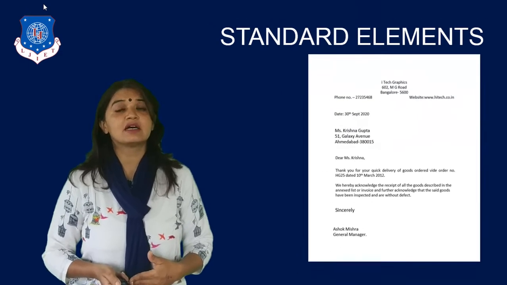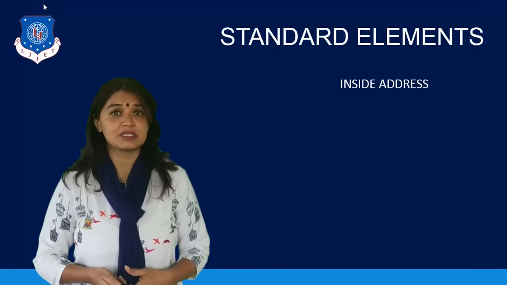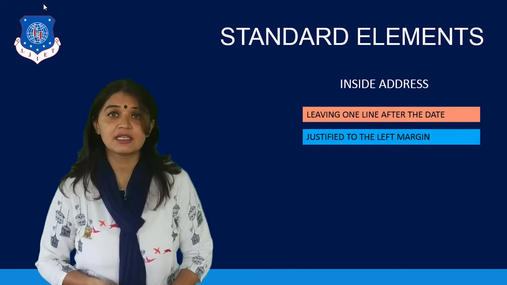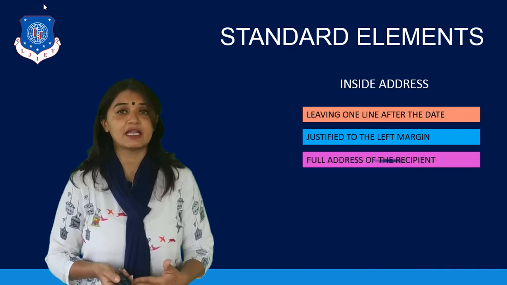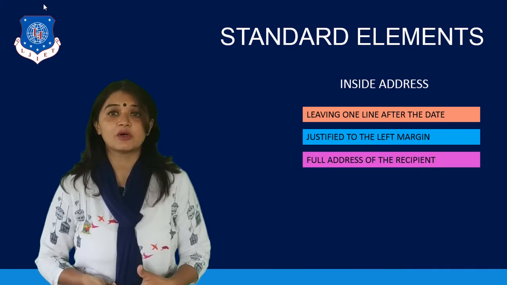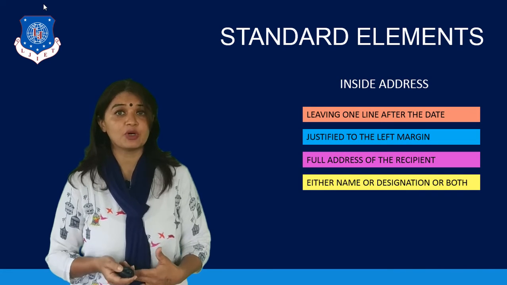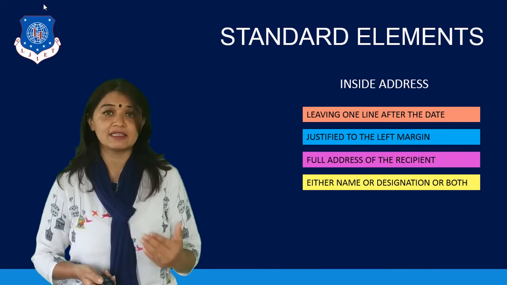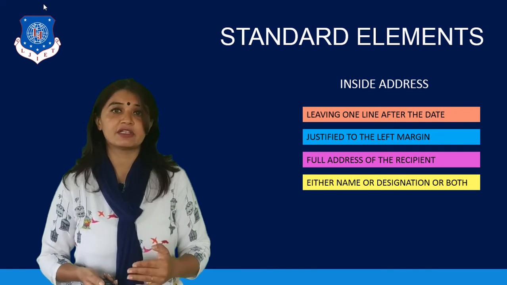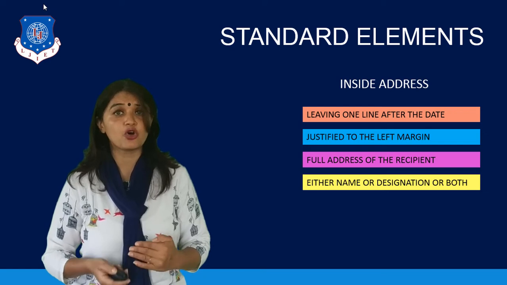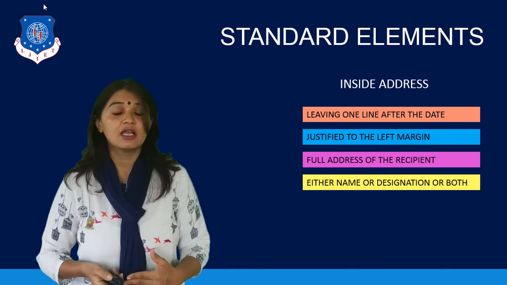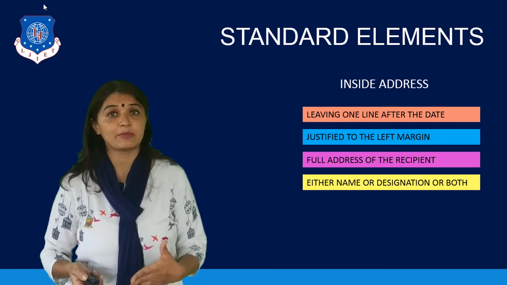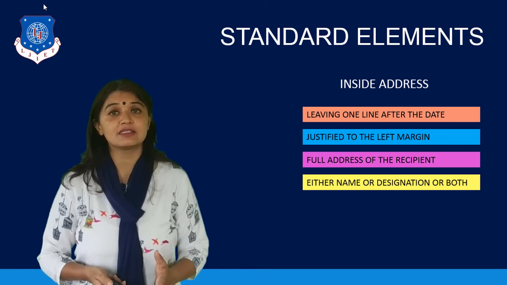Now the next element is the inside address. The inside address is written leaving one line after the date. It is justified to the left margin, and it is the full address of the recipient. That means to whom you are sending the letter. If you know the name of the person to whom you are sending the letter or the designation of the person, you may mention the name of the person followed by the name of the organization and then the full address of the organization. You should also mention the PIN code of the organization. If you are sending the letter to another country, you must mention the name of the country in all caps. So this is the inside address.